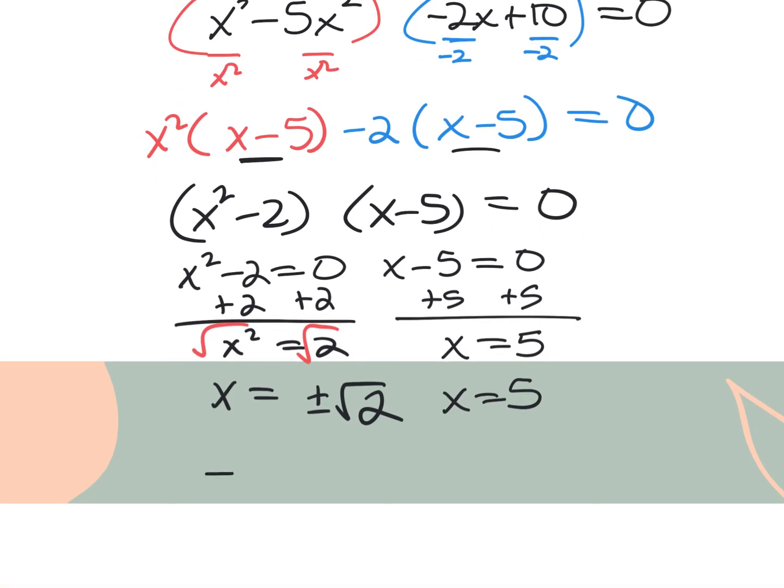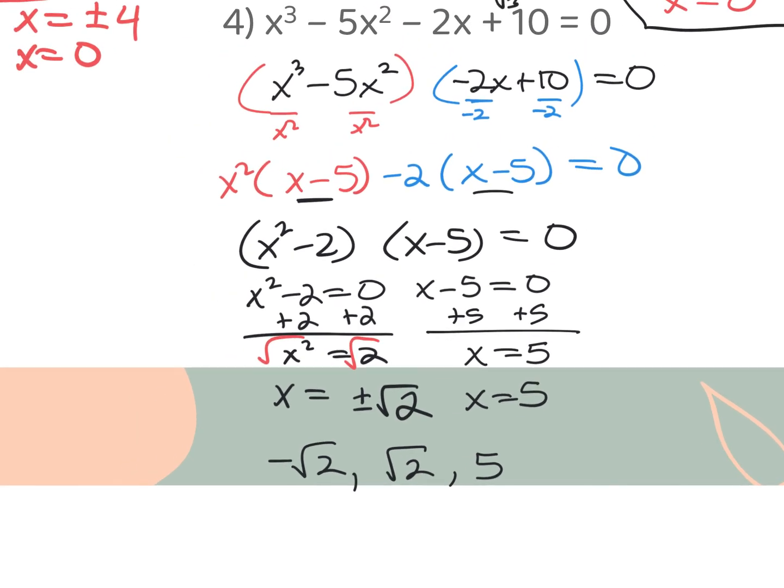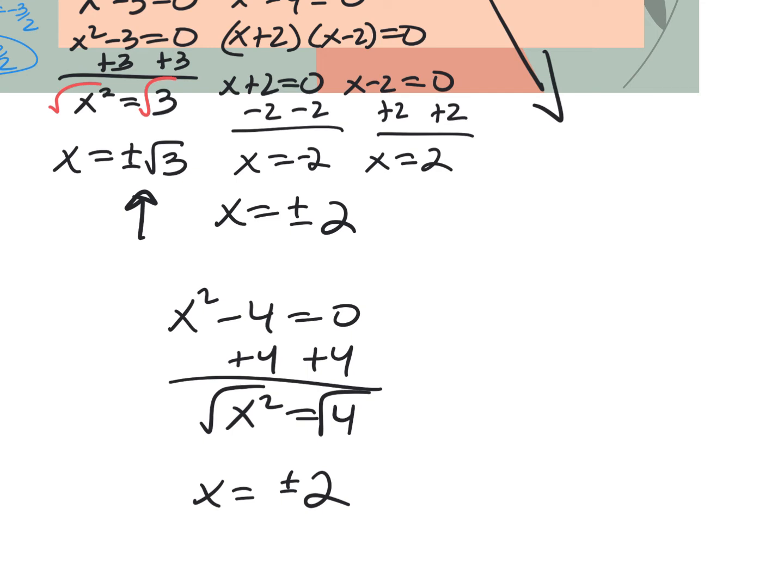Again, on WebAssign, you'll have to split them apart. So negative root 2, positive root 2, and then 5 are the 3 solutions, which are also my x-intercepts. You have the last one? Yes. All right, everybody good so far? All right.